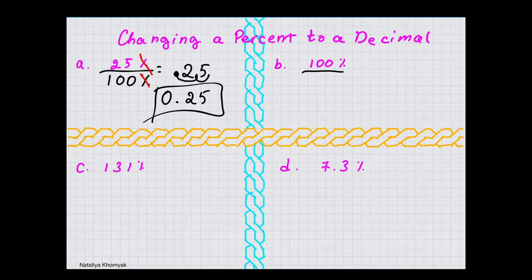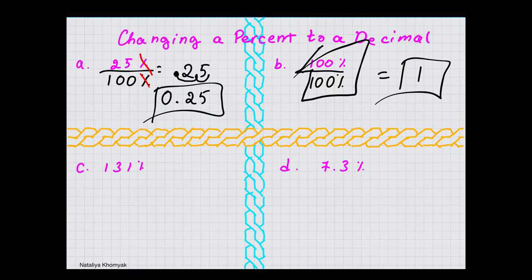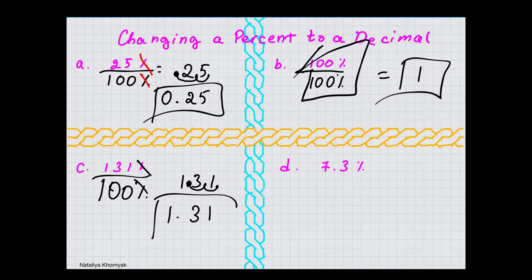Change 100% into a decimal. Once again, we divide by 100%. Something divided by itself is 1, so it's 1. 131%, we divide by 100%. The procedure is the same. Percents and percents would cancel, so 131. We need to move the decimal 2 places to the left. So we get 1.31, our solution for C.